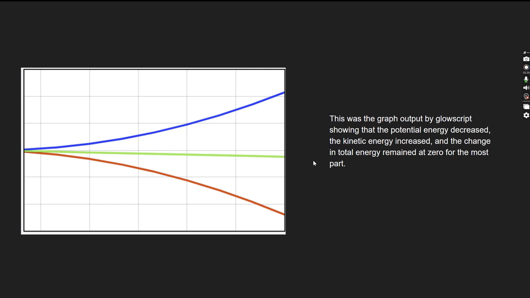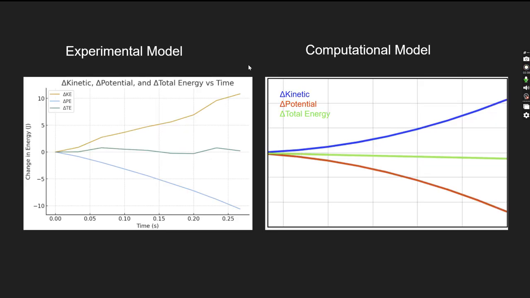This was the graph output by GlowScript showing that the potential energy decreased, the kinetic energy increased, and the change in total energy remained at zero for the most part. In this graph, the blue line was kinetic energy, the red line was potential energy, and the green line was the total energy.